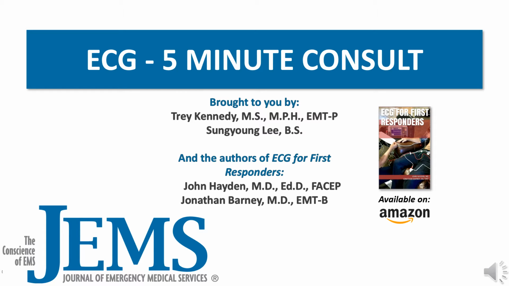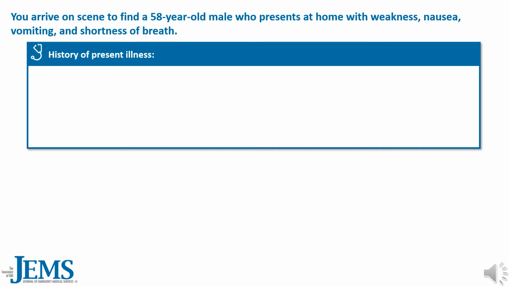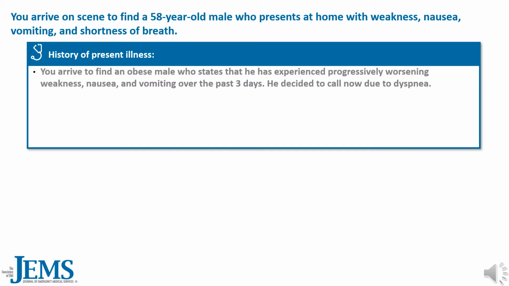Let's get started on today's case. You arrive on scene to find a 58-year-old male who presents at home with weakness, nausea, vomiting, and shortness of breath. He is an obese male who states that he's experiencing worsening weakness, nausea, and vomiting over the past 3 days. He's decided to call now due to dyspnea.